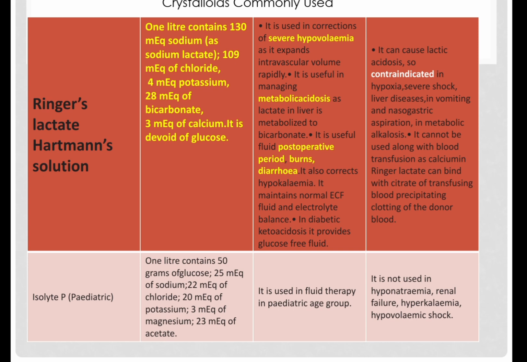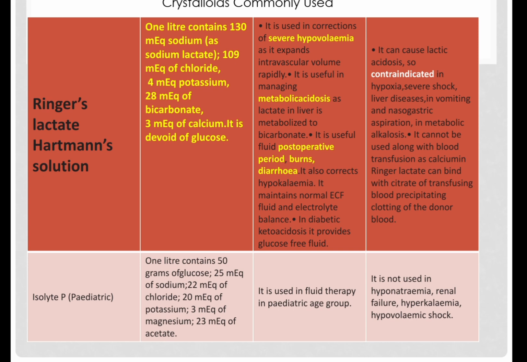So the contraindication, or why we do not use Ringer's: it can cause lactic acidosis, so it is contraindicated in hypoxia. It is also contraindicated in severe shock, liver diseases, vomiting, nasogastric aspiration, and metabolic alkalosis. It can be used along with blood transfusion.